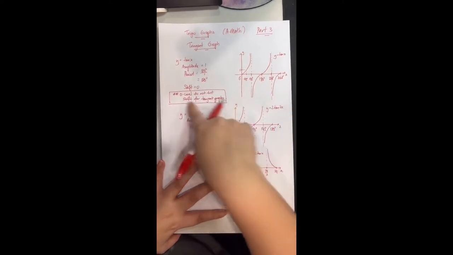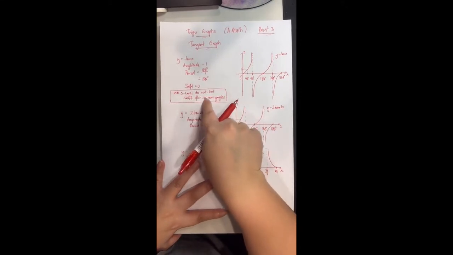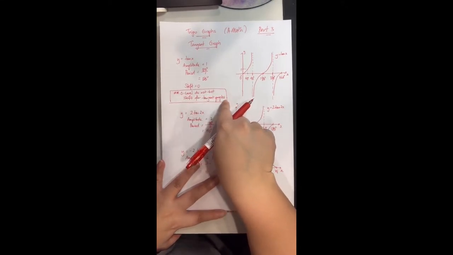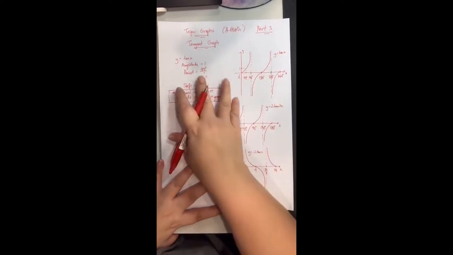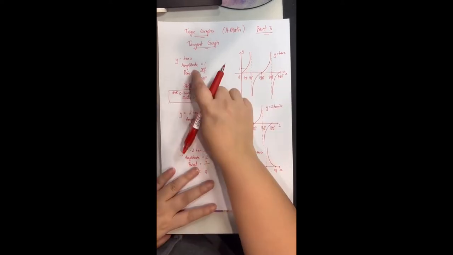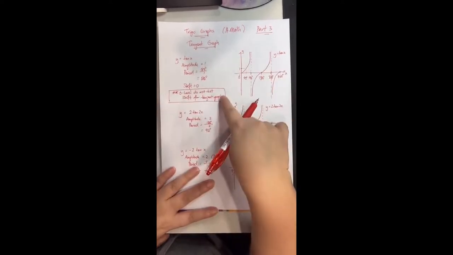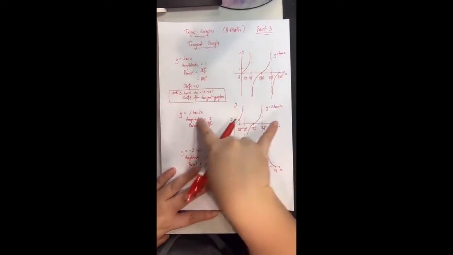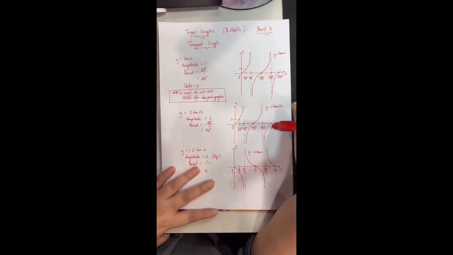Okay, stay here. Put a star here. O level does not test shift for tangent graph. So they will not ask you tangent x plus 1 minus 2 or whatsoever. For tangent graph in O level, they will only test you with different amplitude and different period. That's all, full stop. So don't come ask me how to draw 2 tangent 2x plus 1 minus 1. I'm not going to do that.